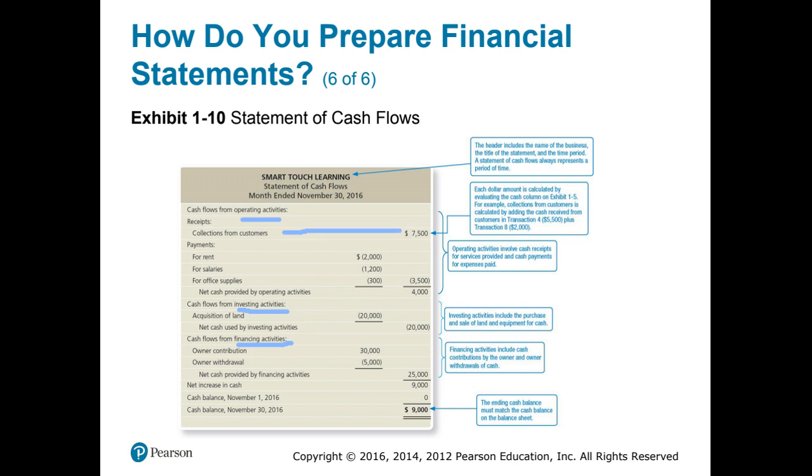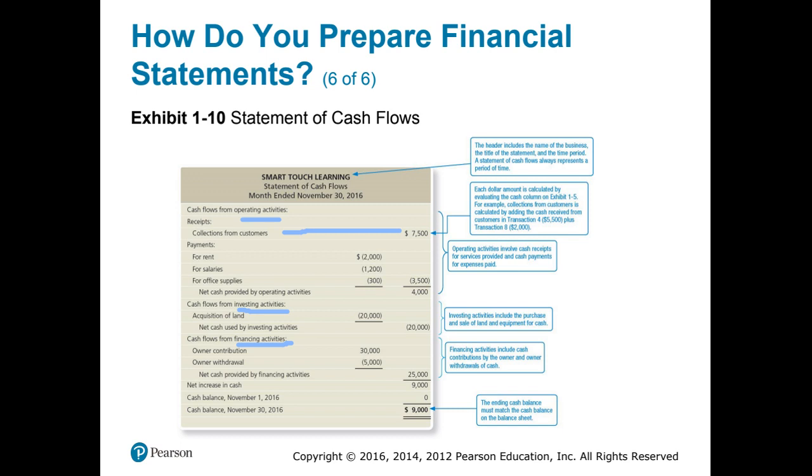However, in payments, we made payments for rent, salaries, and office supplies. So we're going to list those payment accounts out individually to show, of our payments, 2,000 of it went to rent, 1,200 went to salaries, 300 went to office supplies. So we've listed those individual accounts out. We're going to add those up. So we've added these up and we said, okay, we have $3,500 in payments total.